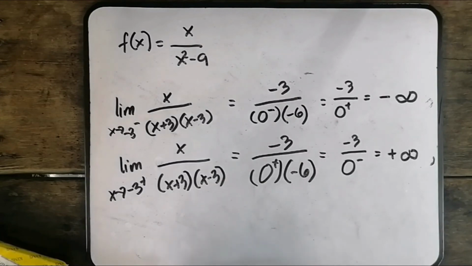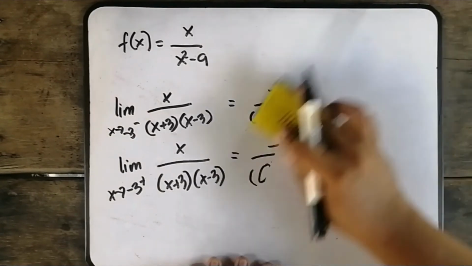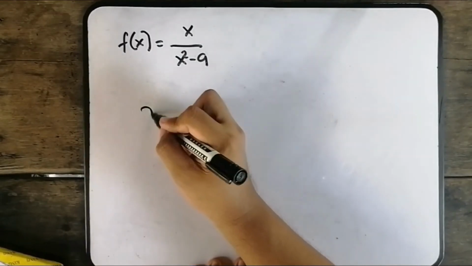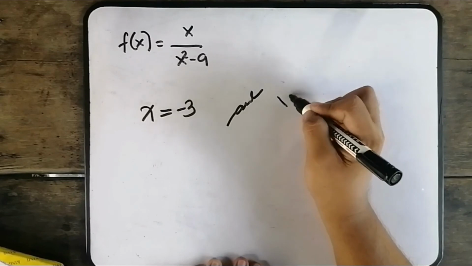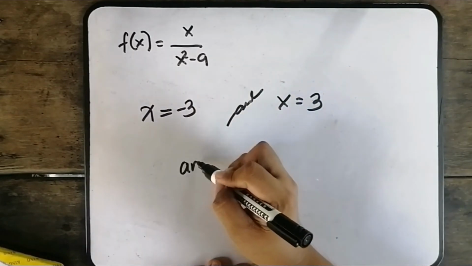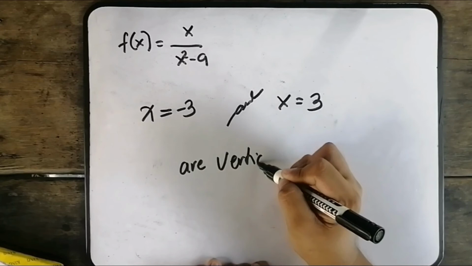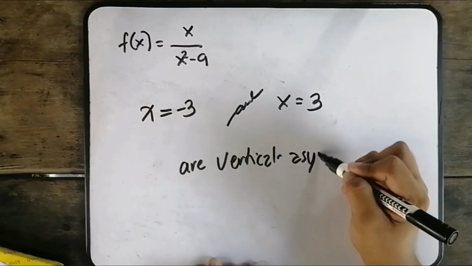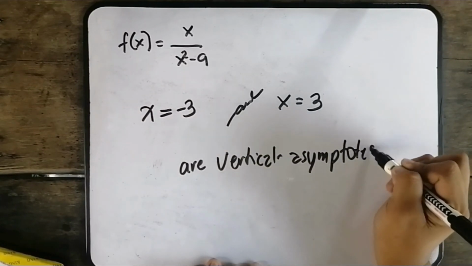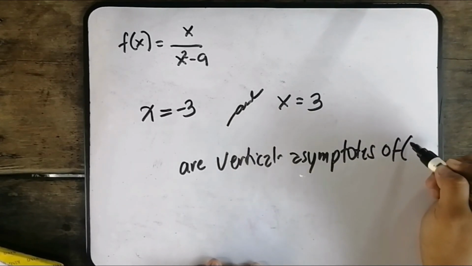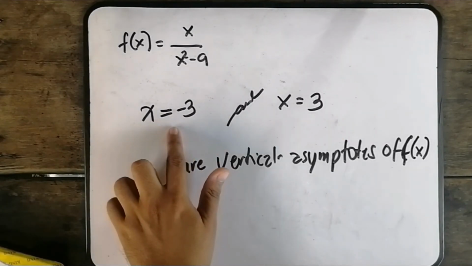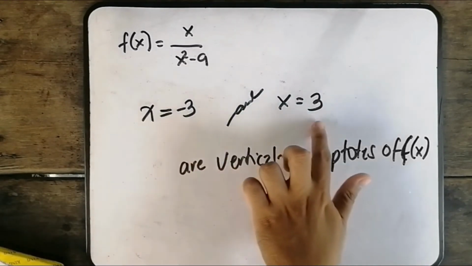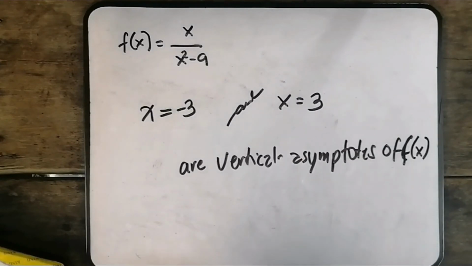Now, from the 4 previous results, we say that x equals negative 3 and x equals 3 are vertical asymptotes of f of x. Kasi nga naipakita natin na tama nga naman kapag kinuha natin yung limit at negative 3 and 3, papunta nga siya doon sa positive and negative infinity.